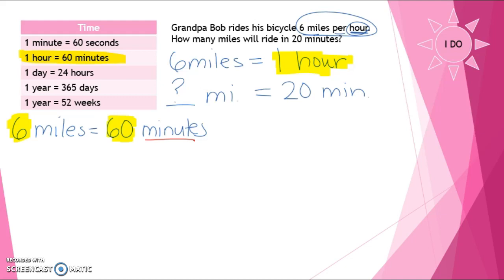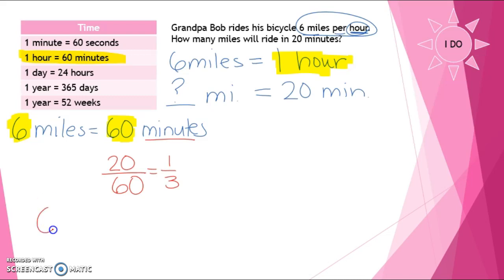Well, we want to know how many miles he can go in 20 of the 60 minutes. So that's going to give us a fraction. 20 of the 60 minutes is 1/3. So we want to know 1/3 of the minutes. We also want to know 1/3 of the miles.